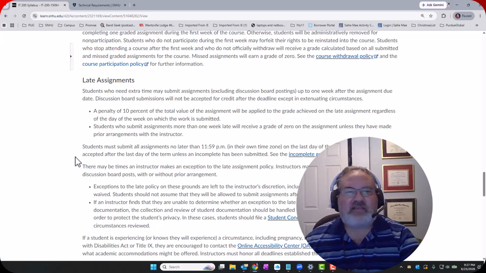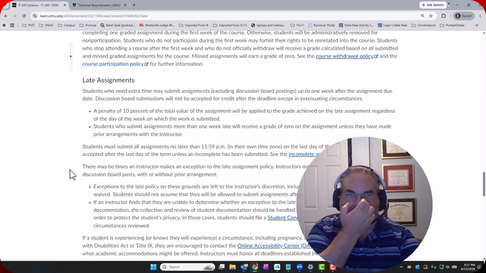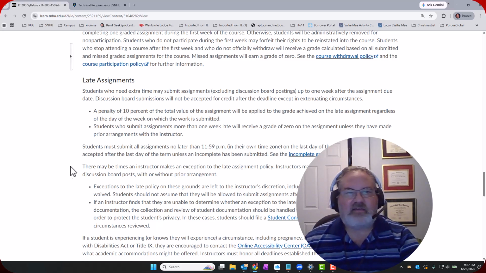Students must submit all assignments no later than 11:59 p.m. in your own time zone on the last day of the term. No assignments are accepted after the last day of the term unless an incomplete has been submitted. You can see the incomplete grades policy, and you have to work with the instructor to go through that process to get an incomplete.